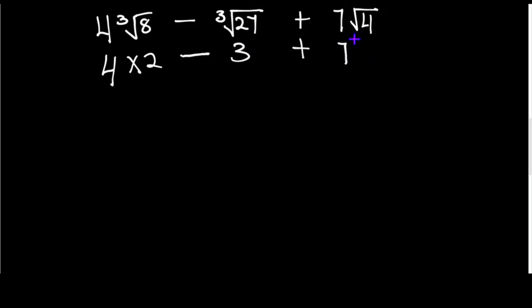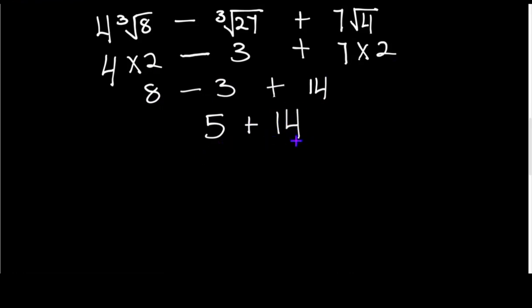So this is a square root. So 7 times 2. Square root of 4 is the same as 2. So 4 times 2 is 8. So 8 minus 3 plus 7 times 2 is 14. So 8 minus 3, 5 plus 14, 19.